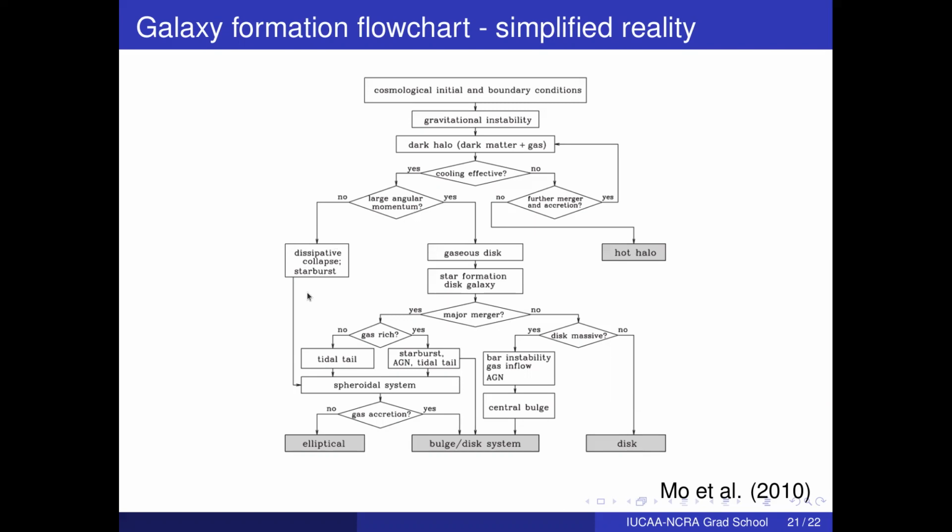If you go this way, starbursts, now if you do a major merger with a gas-rich galaxy, then you get a starburst, AGN, perhaps tidal tails, and so on. And if it's not a gas-rich galaxy, you get a tidal tail, only a tidal tail. Why? What does the tidal tail contain?